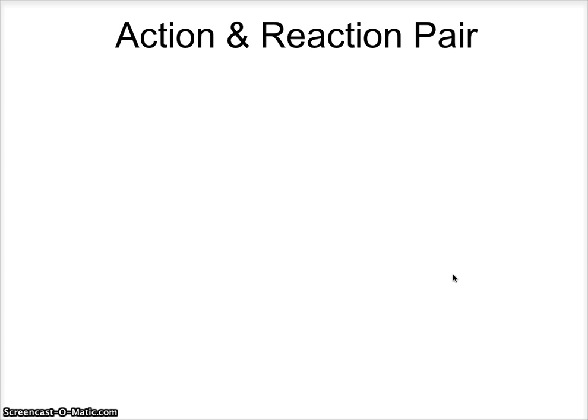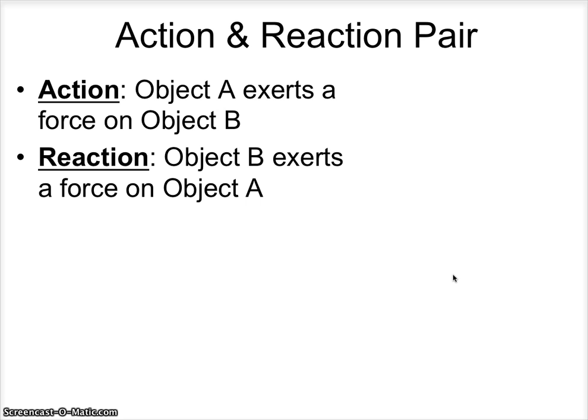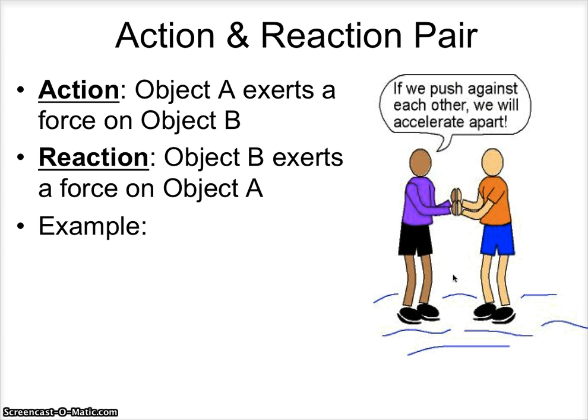So the action-reaction force pairs is where the action force is when object A exerts a force onto object B. If you notice, the force is exerted on B, not on A. And the reaction force is object B will exert a force back onto object A. So if you notice this, the example is the forces are on object A and the other forces on object B. They're not on the same object.